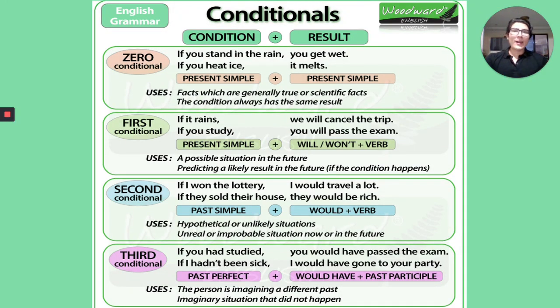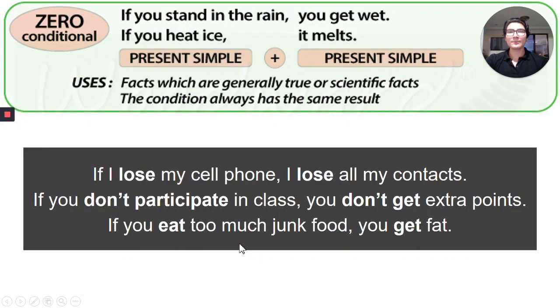Okay, here we have the conditionals. As we all know, we have four. The zero conditional, the first conditional, the second, and the third conditional. Now let's review each one in detail. We have the zero conditional. Please don't forget that all conditions must begin with if.